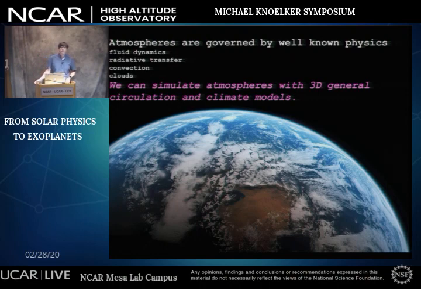Same with radiative transfer. We understand radiative transfer well, and we can now make approximations to radiative transfer that are fast enough in our GCMs to use in a computationally efficient manner. We understand convection, we understand clouds, although subgrid scale processes of clouds in GCMs is perhaps a white whale of GCM modeling at this point. But we can stitch all these pieces together and we can simulate atmospheres with 3D general circulation and climate models.